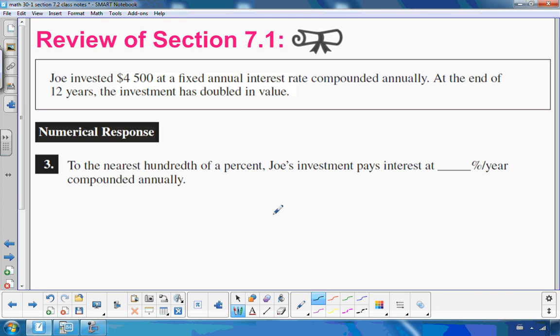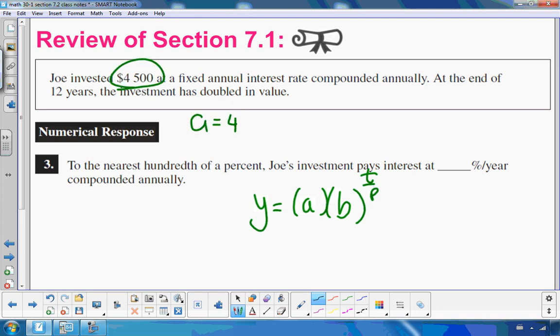Okay, so again, our formula, y equals A times B to the T over P. So let's go back and read the different parts here. So I've invested $4,500. That's my initial amount. I want my investment to double. So that means my end amount will be 9,000. It is compounded annually, which means I get paid interest one time a year. I am looking at the end of 12 years, so that's my time.